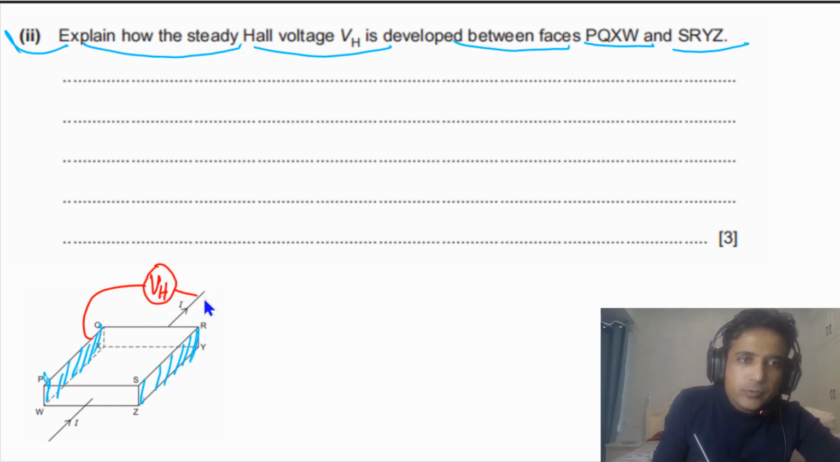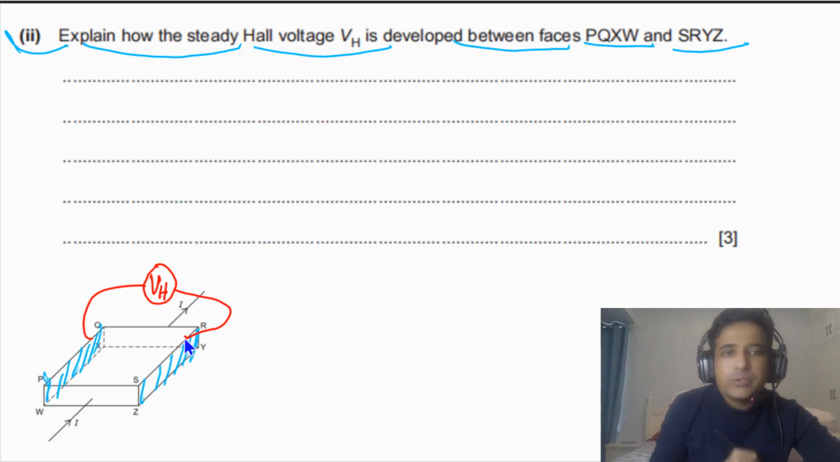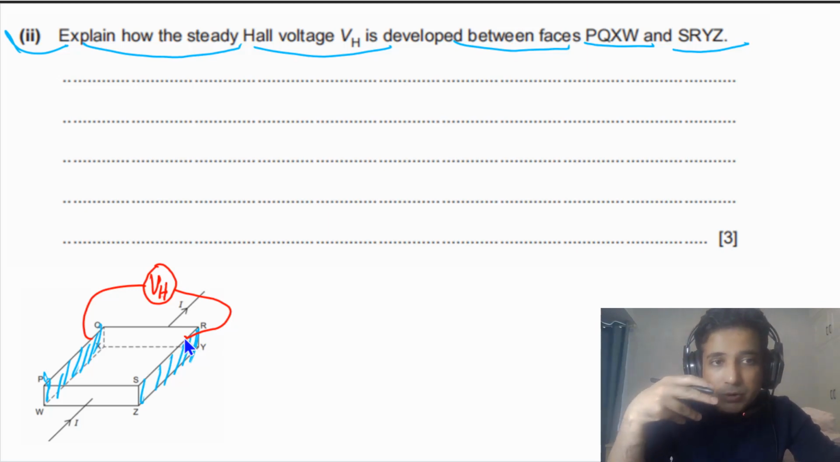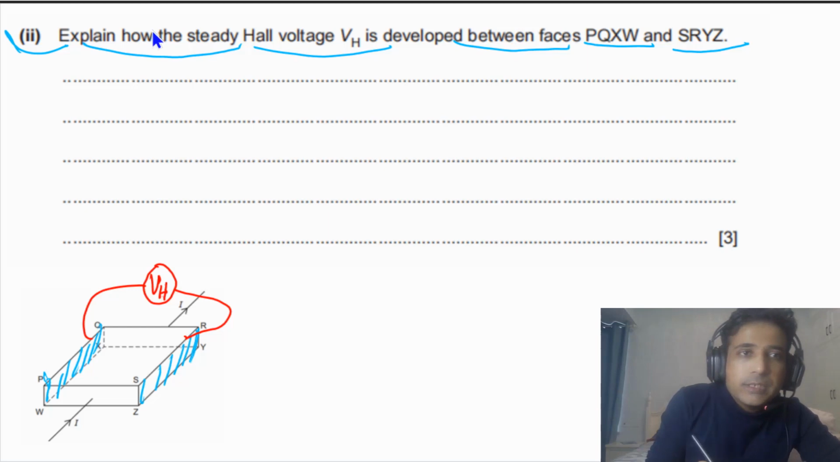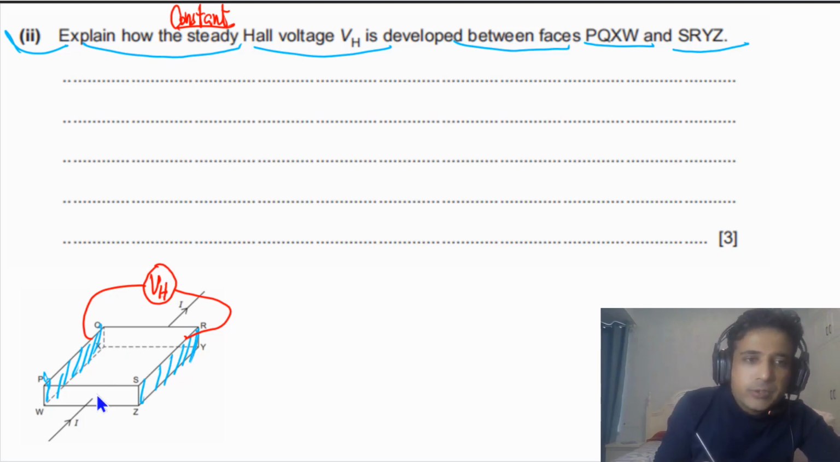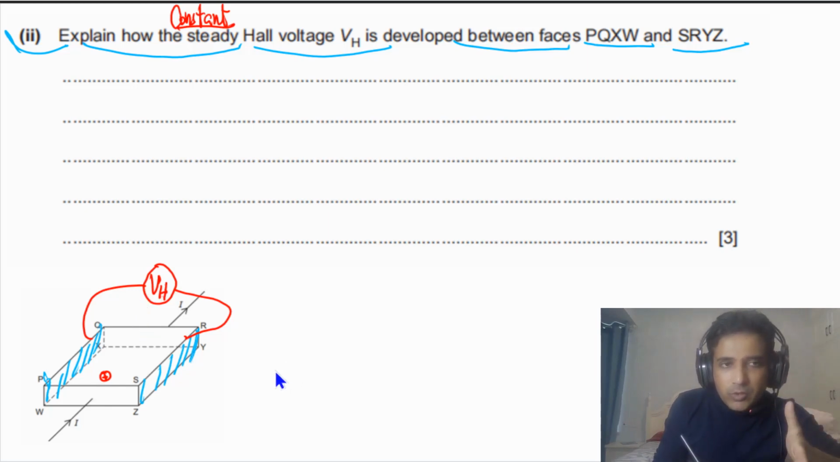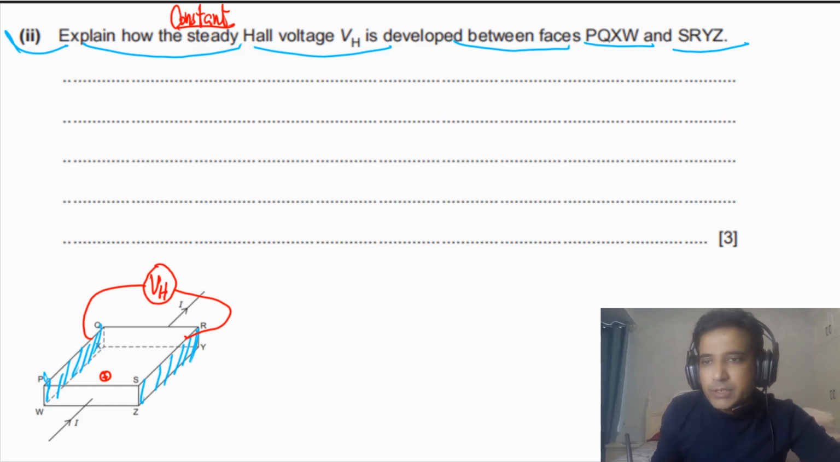Now we need to explain how this Hall voltage is developed. Steady Hall voltage. Steady means constant, meaning when it has reached its maximum value, the Hall voltage will be constant. So for this purpose, we need to understand initially when current will flow, imagine that there is a positive charge here. This positive charge will experience a magnetic force, because in this case the magnetic field is vertically downwards or vertically upwards. So we can imagine in this case the magnetic field is vertically upwards. So I will draw just one arrow.